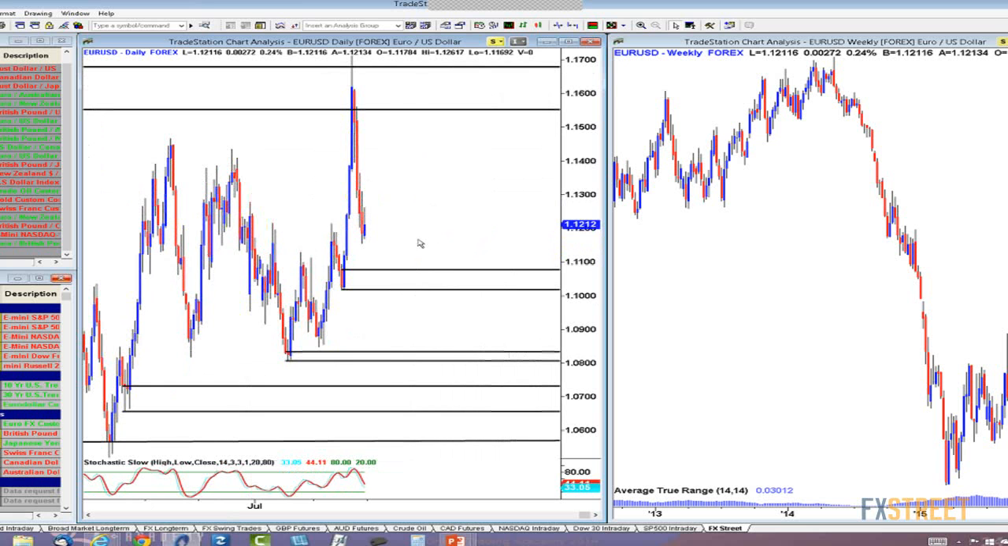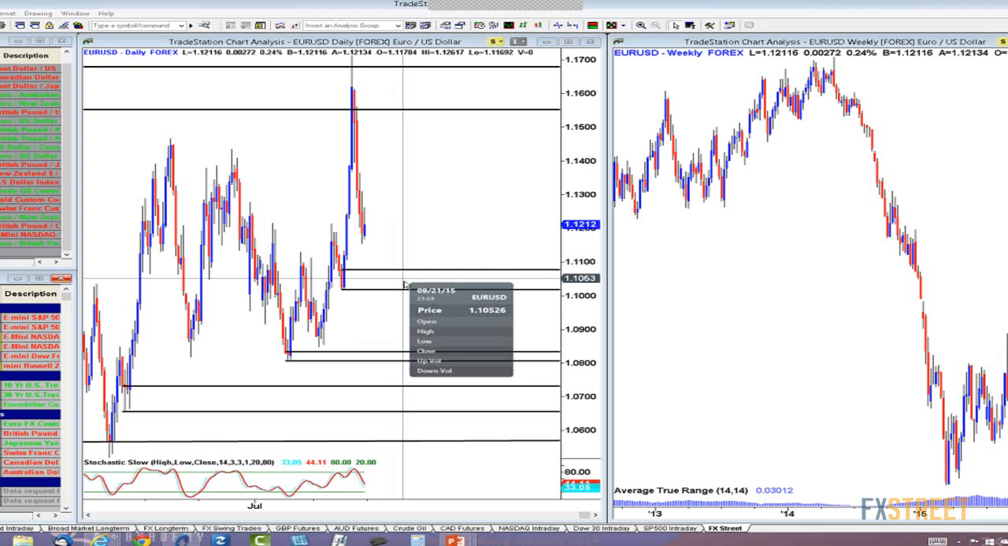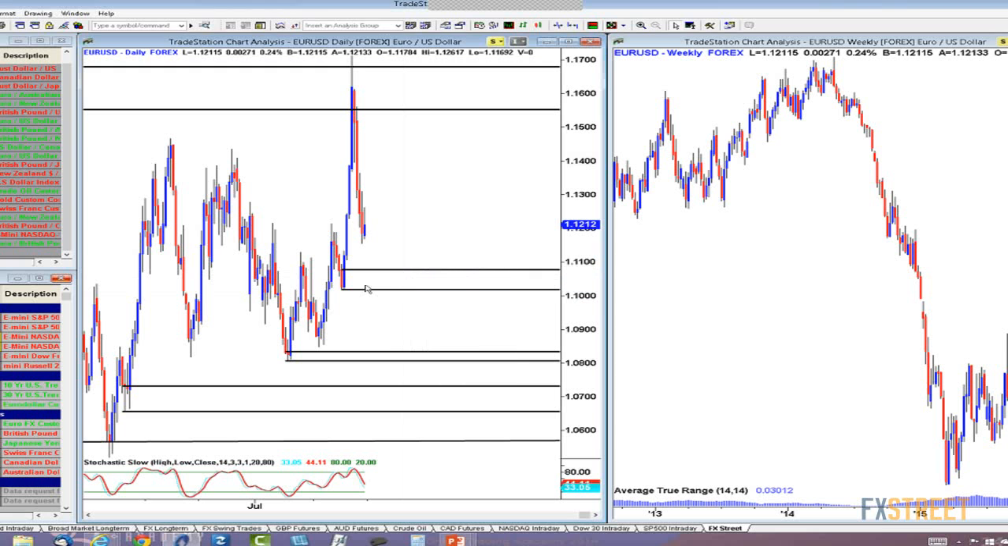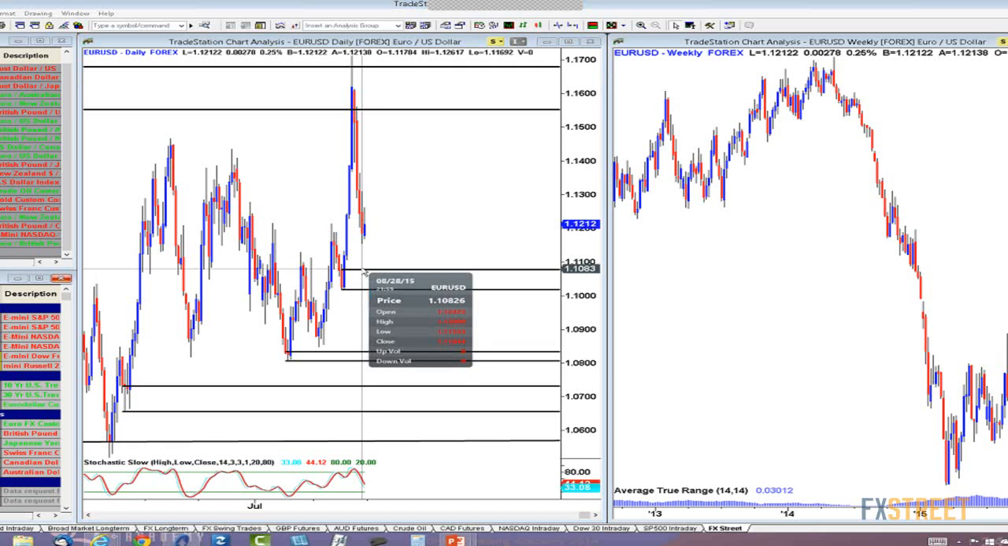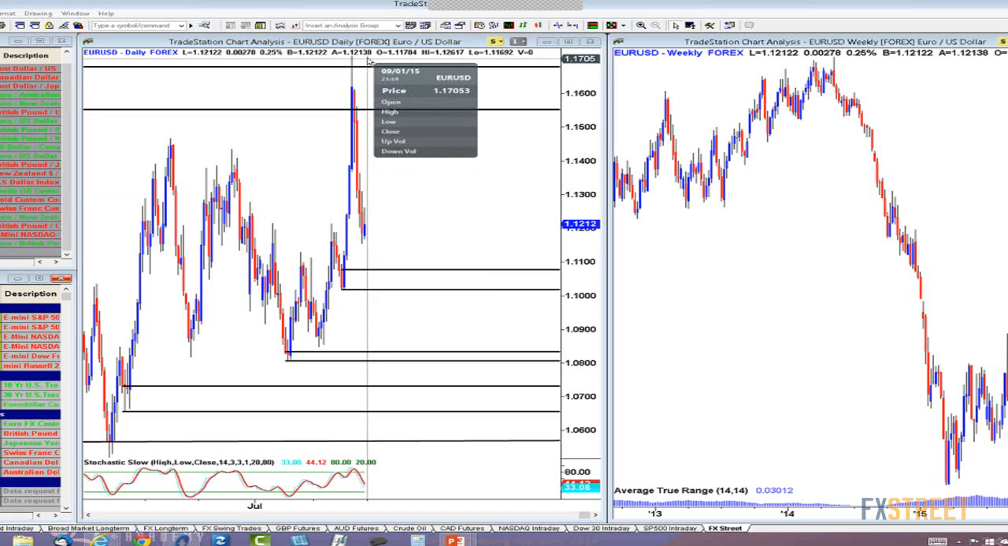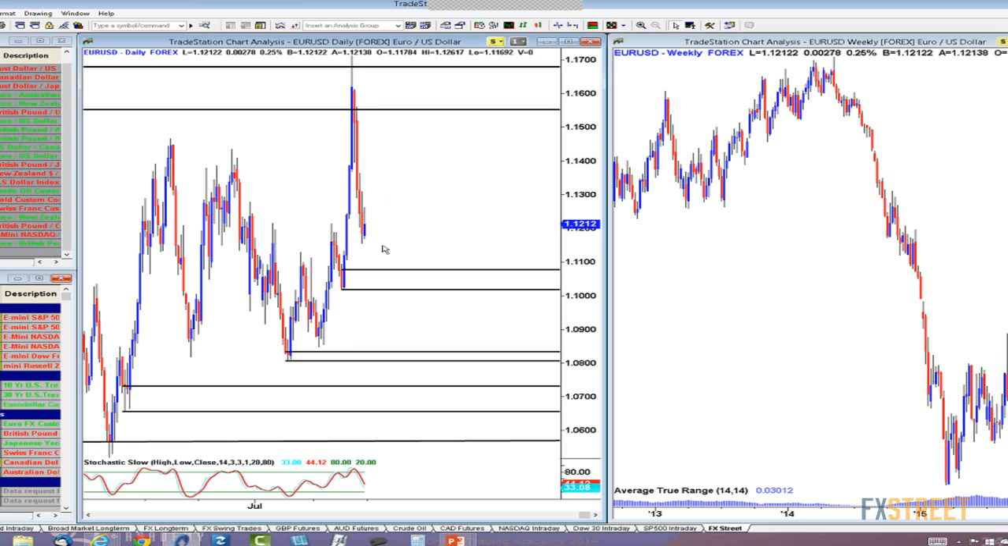Now, this area here that I've got between 110.80 and 1021 is only a 60 pip area. Just think about what happened in this particular zone. Look at the rally we had from here, this strong rally that took place from 110 all the way up to just 117. We had a 700 pip rally on the euro from this particular area.